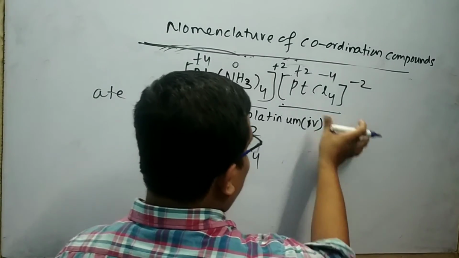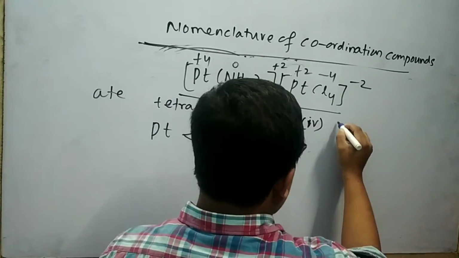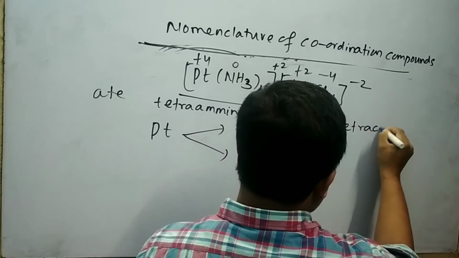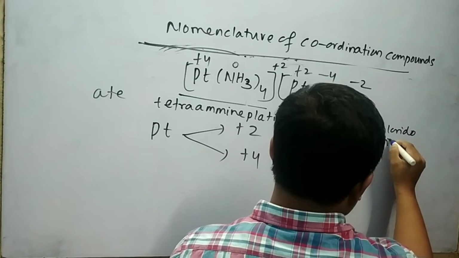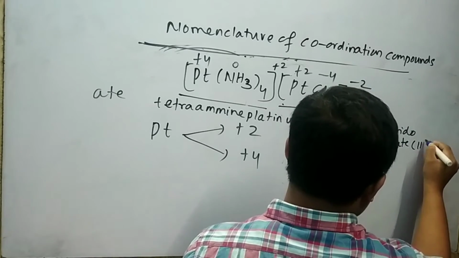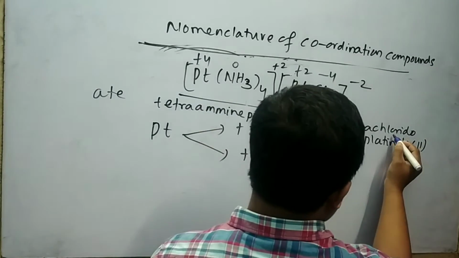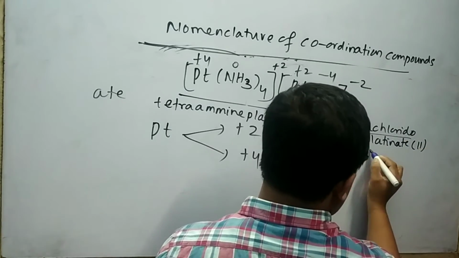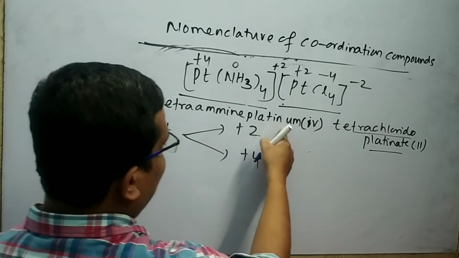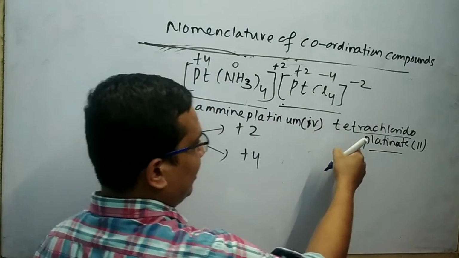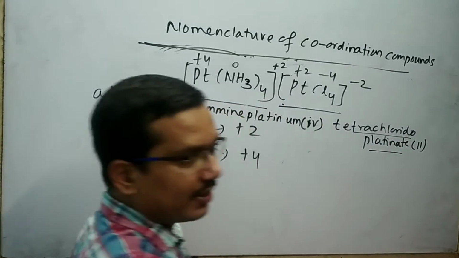Next I will write the anionic part, tetrachlorido platinate II. There is no gap between tetrachlorido and platinate. The name of this complex is your tetraamine platinum IV tetrachlorido platinate II.